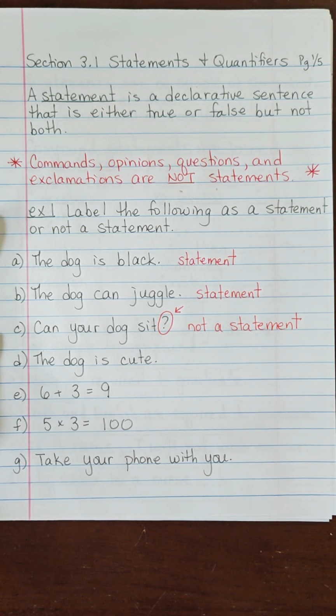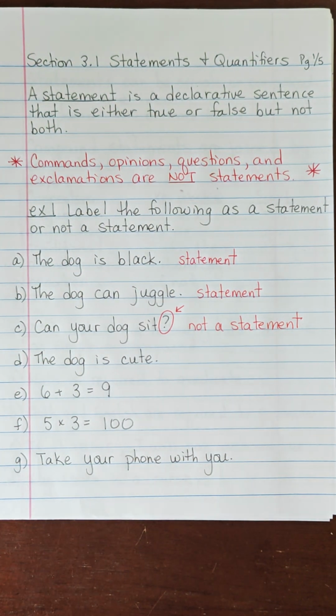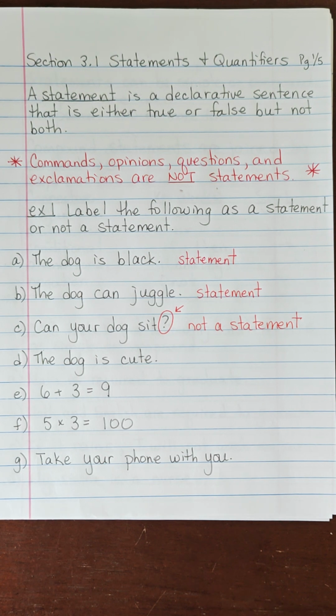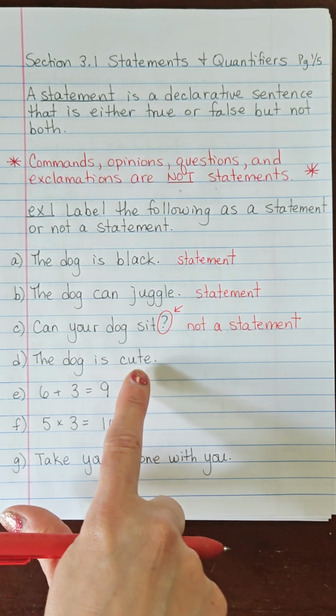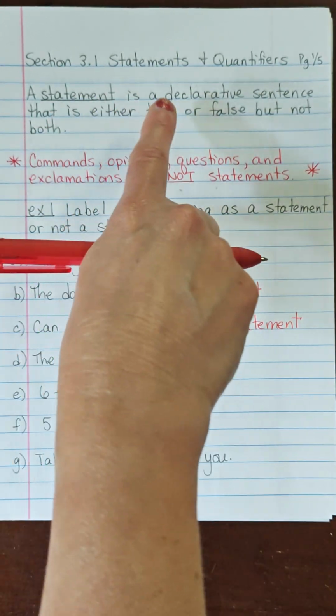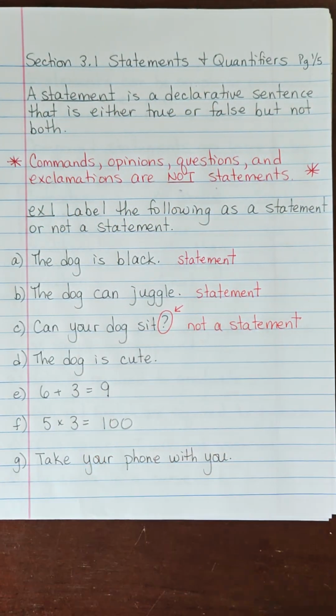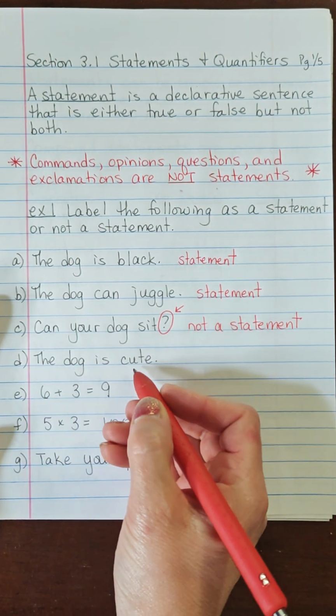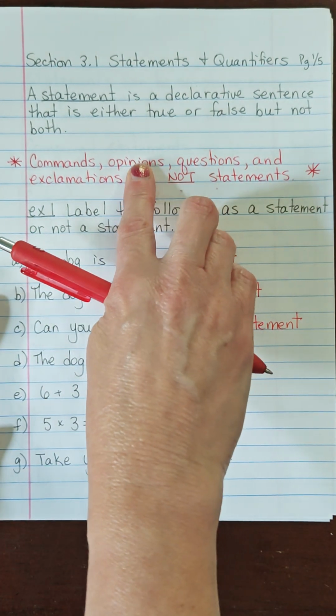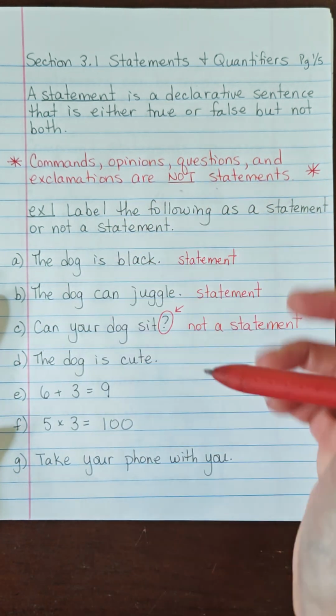All right, how about the dog is cute? That sounds like it's going to be a statement, but it's not because it's an opinion. Right? This is one of those situations where, up here it says it's either true or false, but not both. This is one where two people might come to different conclusions. Somebody might look at a dog and say, oh, that dog is so cute. And somebody else may look at it and say, that dog is uglier than homemade sin. Okay, so it's more of an opinion. So it's not a statement. So remember, anything in this list makes it not a statement.